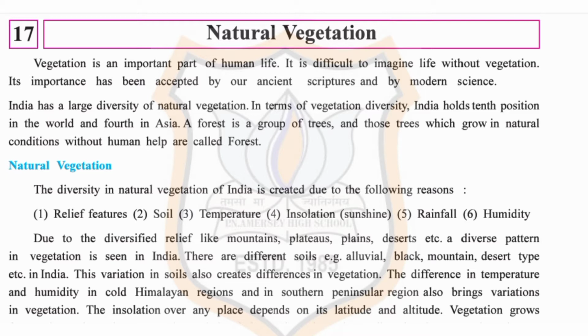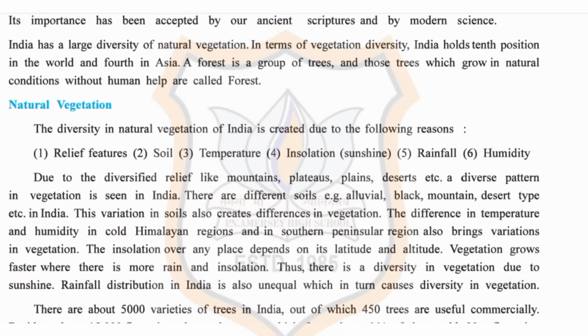Now, what is forest? A large area which is mainly covered with trees and plants is called a forest. Or we can say a forest is a group of trees, and those trees which grow in natural conditions without human help are called forest. Now, natural vegetation. The diversity in natural vegetation of India is created due to the following reasons: relief features, soil, temperature, insolation, that is sunshine, rainfall and humidity.